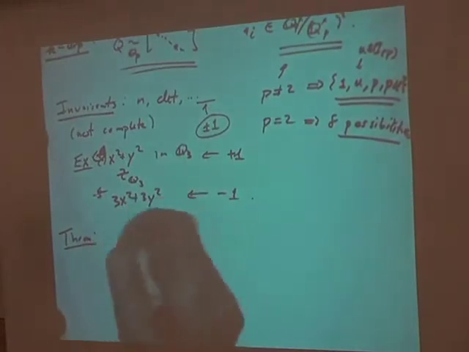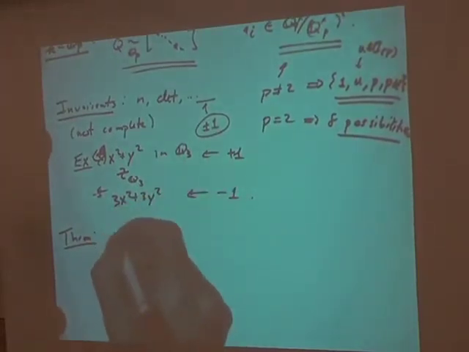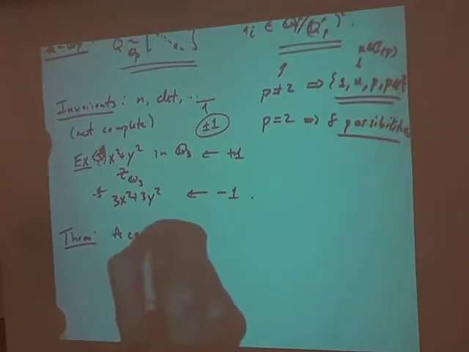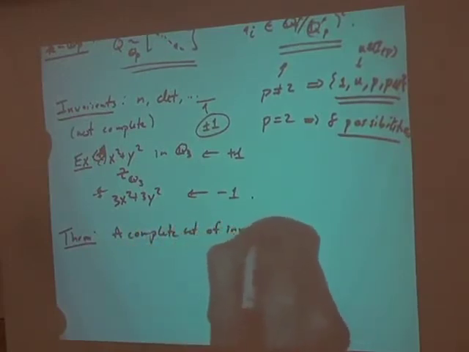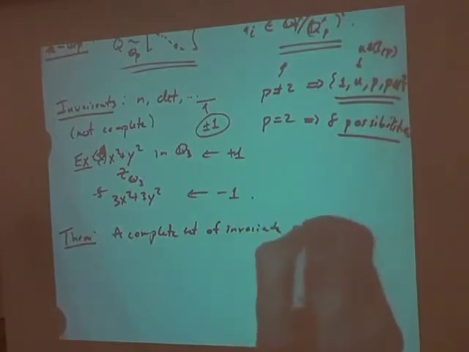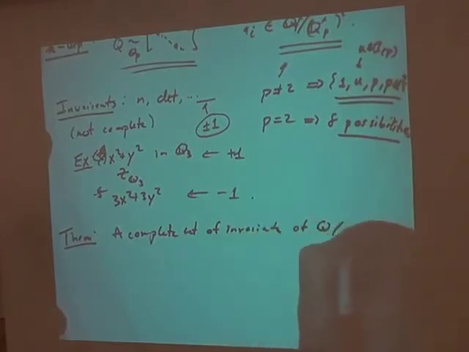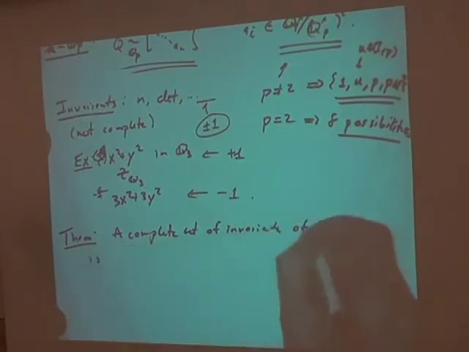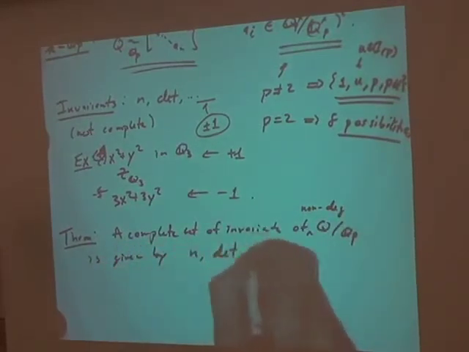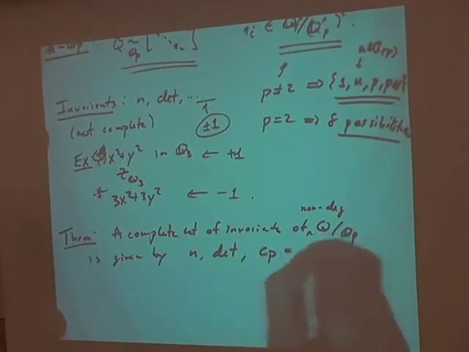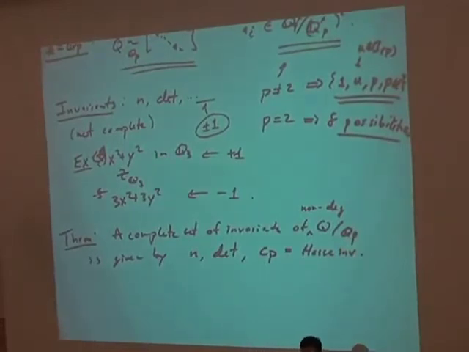Okay, so the theorem. Let me write down what this is. A complete set of invariants of quadratic forms over Qp, and I mean non-degenerate, I always mean non-degenerate now, is given by the number of variables, the determinant, and this thing called the Hasse invariant, which I'll define for you now.